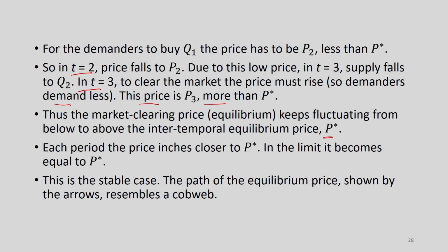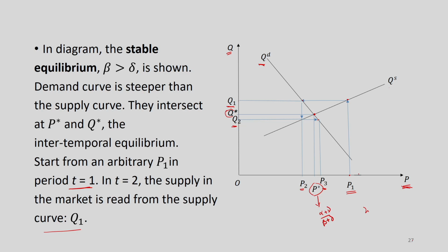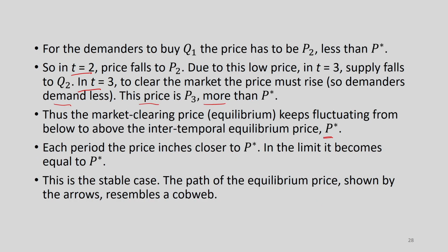Each period the price inches toward P star, and in the limit it becomes equal to P star. You can see in the first period the P1 price is quite far away from P star. In the next period P2 is quite close to P star. In the third period it is even closer, and in the next period it will become even closer, and likewise we will go on. The amplitude of the fluctuation is coming down in each successive period. So, in the limit it becomes equal to P star. This is the stable case.